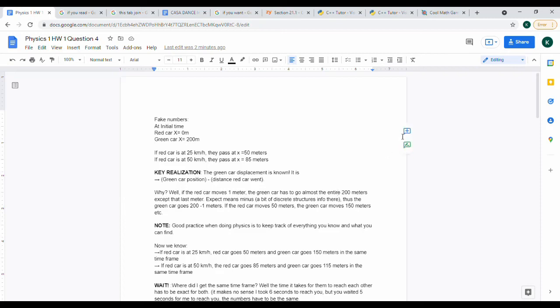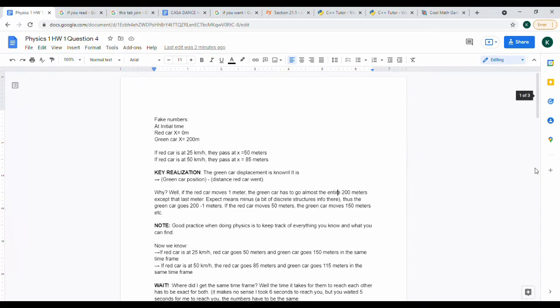Alright, today I'm going to do homework number 1, question 4. Going to use some fake numbers. And the first thing we have to realize is that the green car displacement we actually do know in both cases, even though we're only told the red car's displacement.